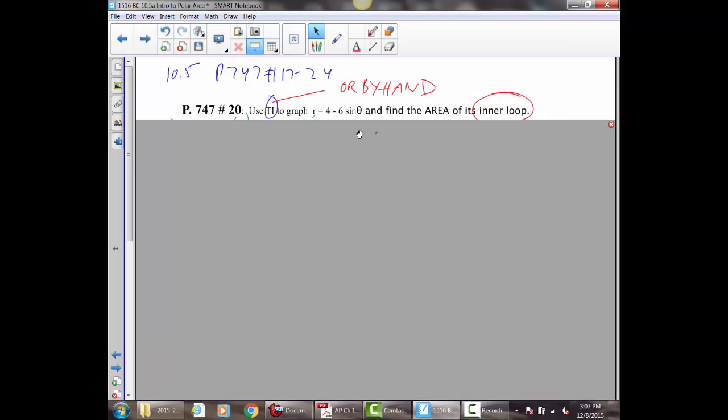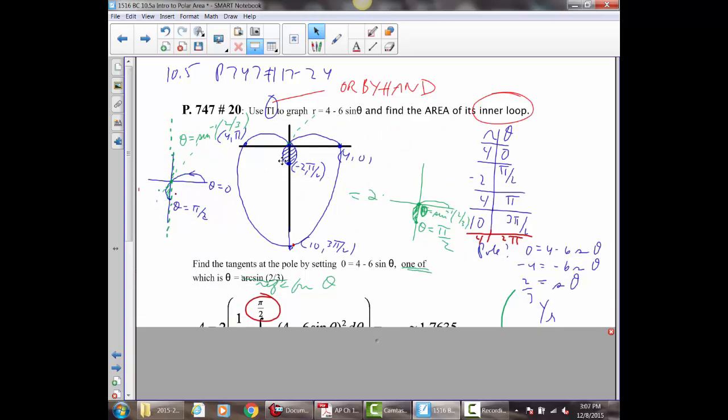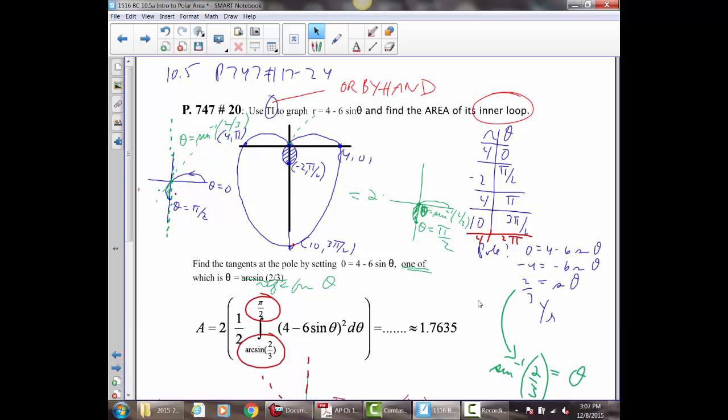Use the TI to graph this function and find the area of its inner loop. I don't know why they're having you use the TI. So they just want the area of this little tiny guy right here. And I'll be honest with you, the difficult part about this is going to be the limits of integration more than anything else. If you make the table, you start here at 0. By the time you're at pi over 2, you're all the way down here. So what you need to realize is you need this tangent to the curve at the pole and this tangent to the curve at the pole. The vertical one is your pi over 2, because that's where you are, but you need to find this one.